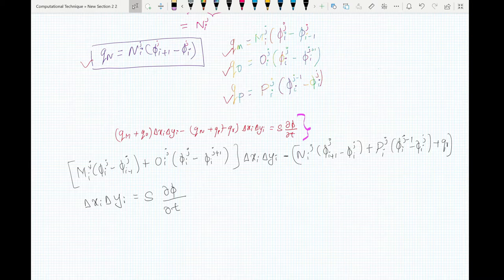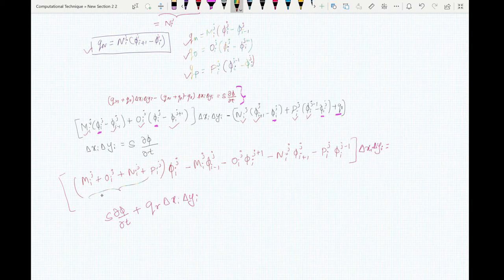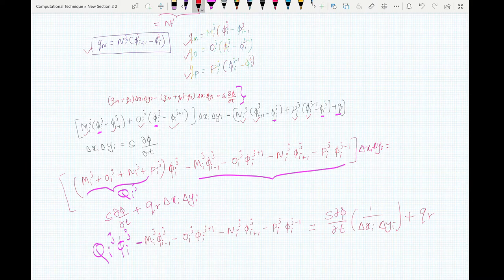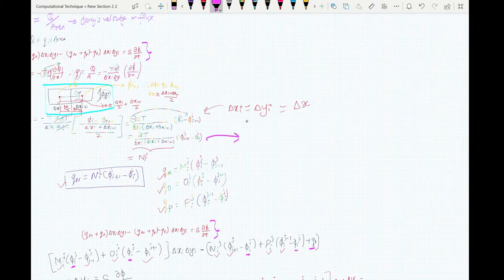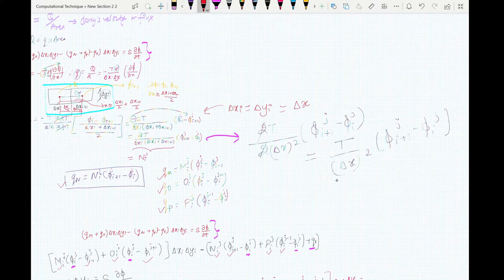Now we can rearrange this. We can take phi ij common from each of these equations, and now we can denote all of this part as one variable, say qij. So qij phi ij minus, now if we consider that our delta xi equals delta yi equals a certain value delta x, then this equation here will become our nij will be equal to T by delta x square.